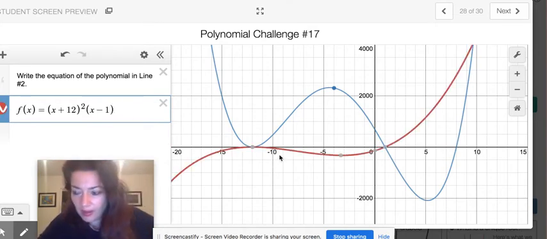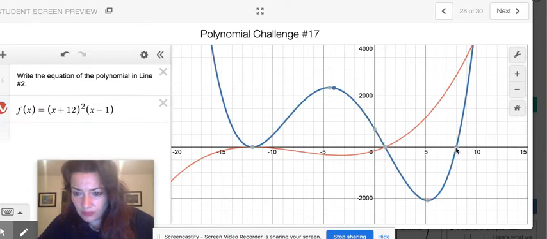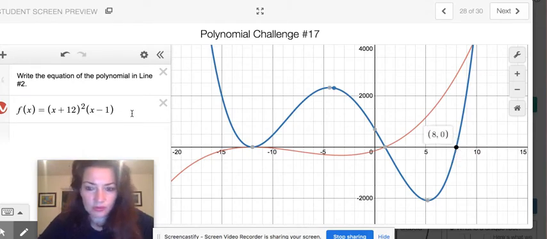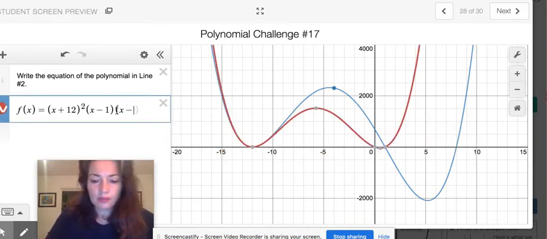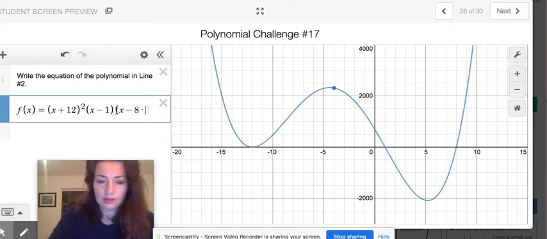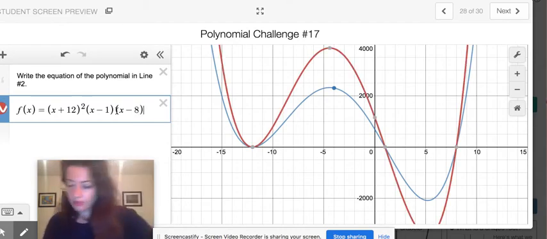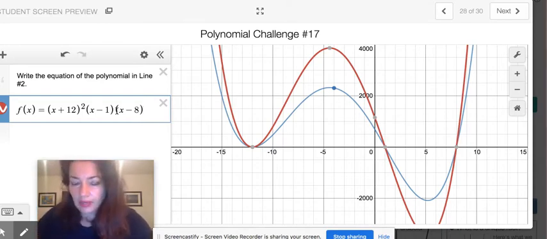And then I have right here another point that it passes. Looks like it passes through the point 8. So x minus 8. Okay. Now, do you guys need me to figure out the a value here, or do you think you could do it by yourself? So I'm going to write this down again, the equation. So y is equal to some a value, x plus 12 squared times x minus 1 times x minus 8.